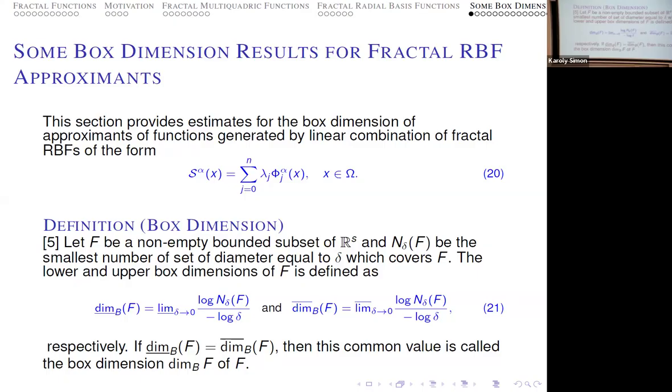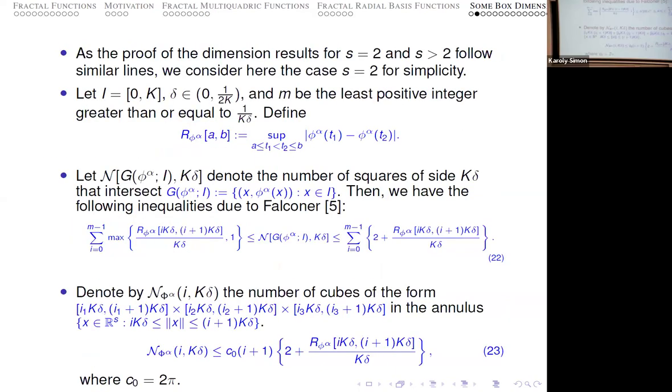So here this is the standard definition. Now our aim is how to get some dimension result for this function S alpha, which is the union of this linear combination of all those multiquadratic functions. So we'll prove this result for s equal to 2, because this proof is very similar if you take s bigger than 2. So here i is 0 to k, delta equal to 0 to 1 by 2k.